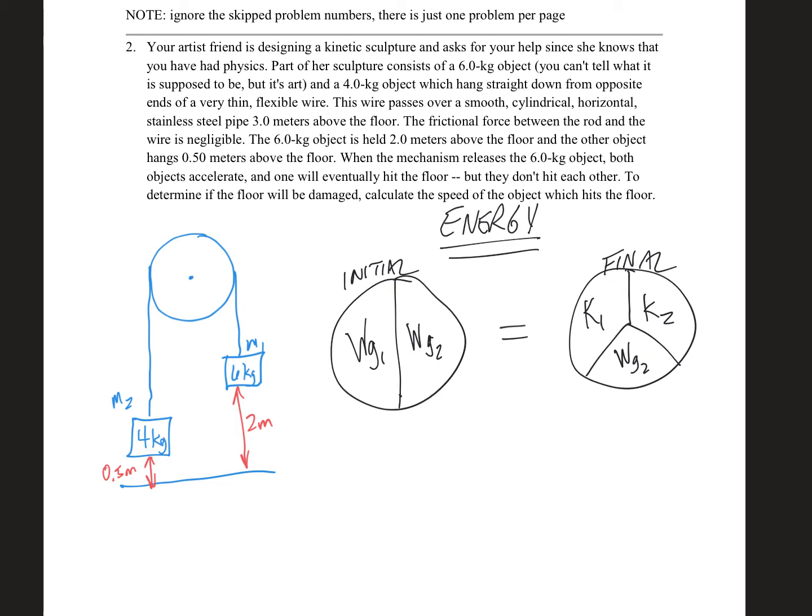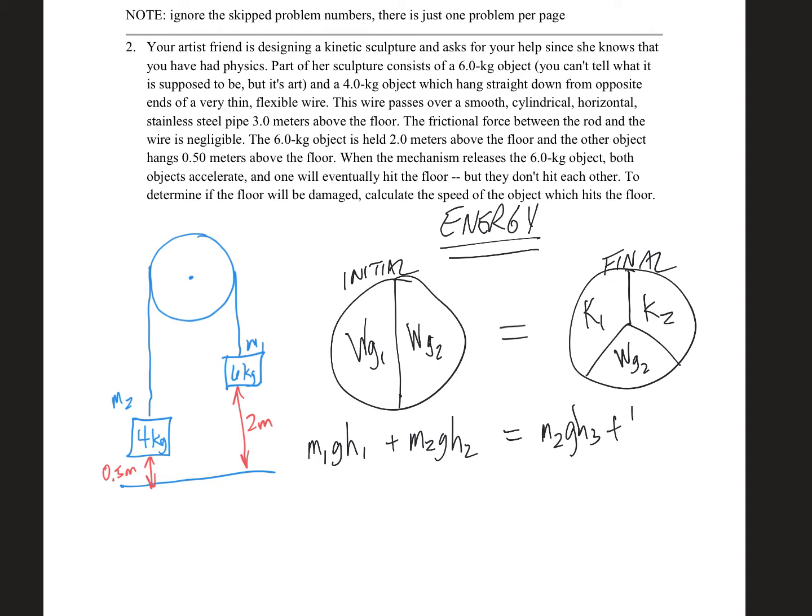And now that I've identified two kinds of MGHs on the left, one kind of MGH on the right, and two kinetics over there, so what do we get? M1G height 1 plus M2G height 2 would have to equal mass 2, because it's going to have a new height 3, which is going to be the sum of the first two. Because if the 6 kilogram mass drops 2 meters, that means the 4 kilogram has to rise 2, adding to the half that was there, so that's going to be 2.5.